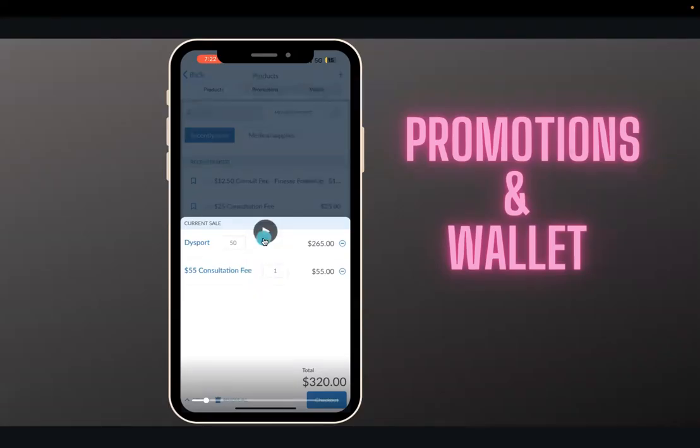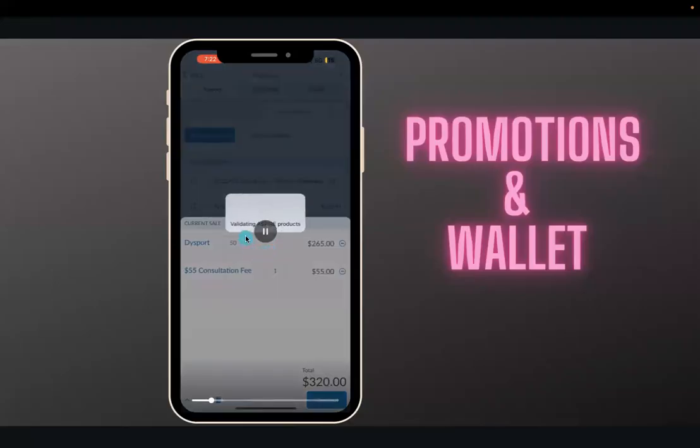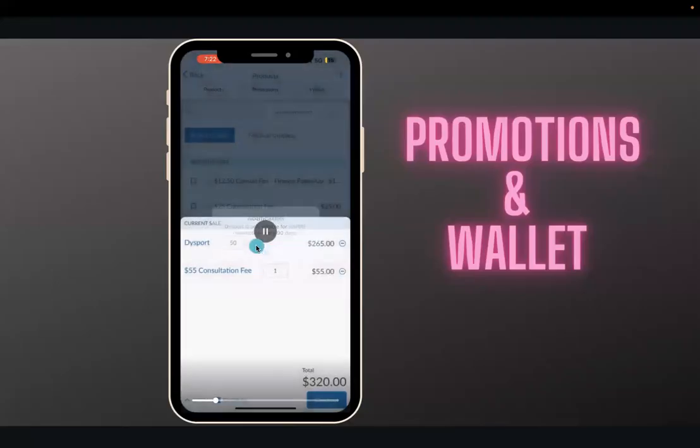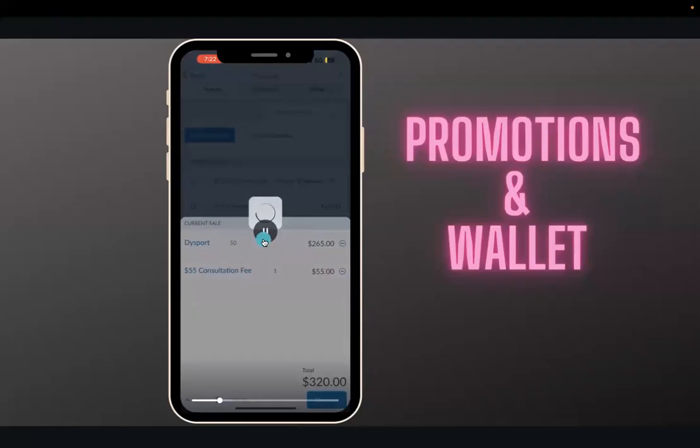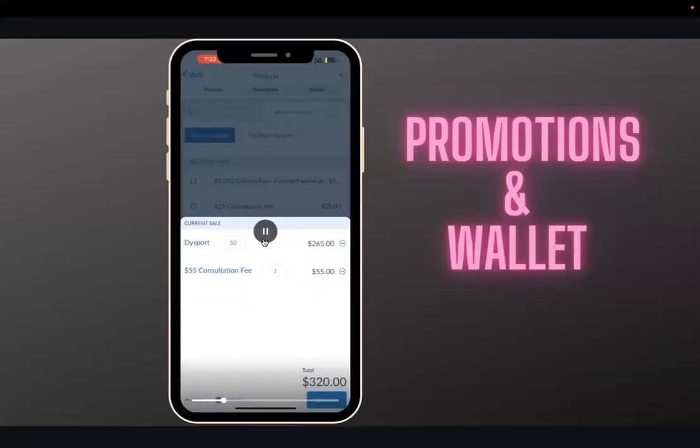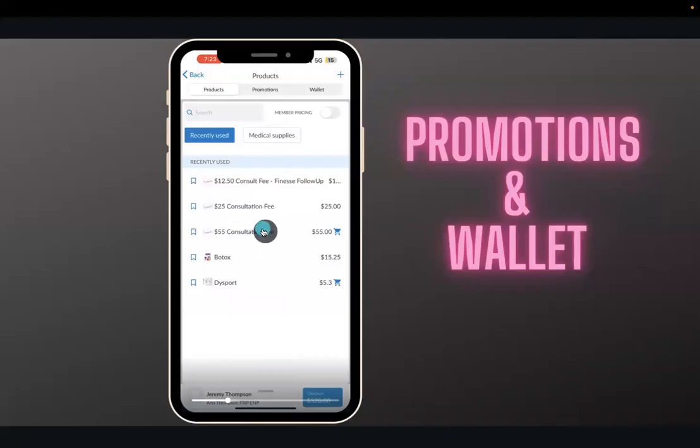So we're going to go through this. I'm going to show you exactly how you're going to apply this. Again, you're going to take your finger. You can see how it's validating the Aspire rewards. This patient has already cashed in a Dysport reward, and that's just because it's my test patient. So you're going to take your finger and pull that screen down, and you can see at the top it says products, promotions, and wallet. If we are running a promotion, you're going to go ahead and click on that promotion tab.